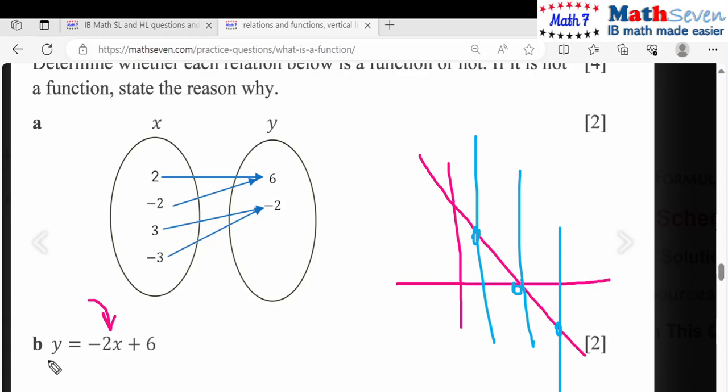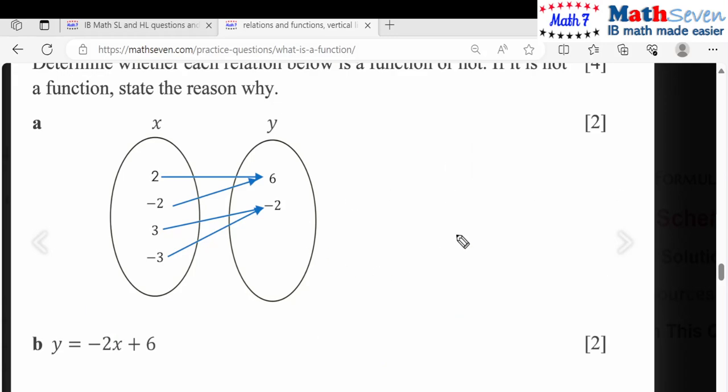So whenever you have y equals -2x plus 6, like linear equations, they are all functions. Quadratic equations, they are all functions. You gotta test it and see. If it is a graph, you gotta use the vertical line test. The vertical line test will show you that if the line cuts the graph at exactly 1 point, then it's a function. But if it cuts at two different points, like this one, for example, apply the vertical line test. Look, it cuts the graph at two different points, so it is not a function.